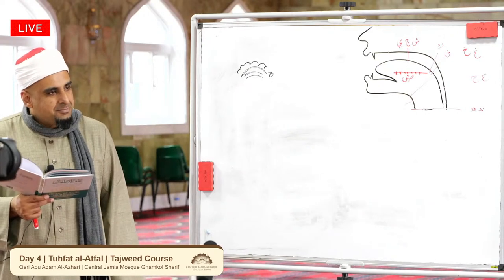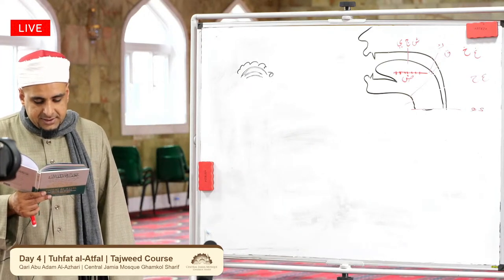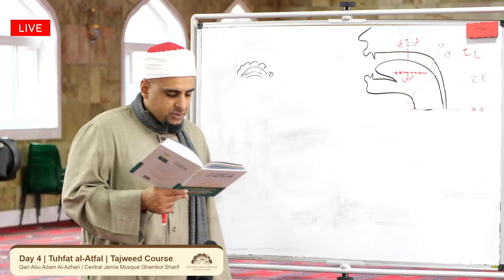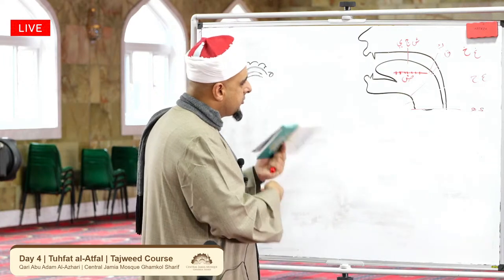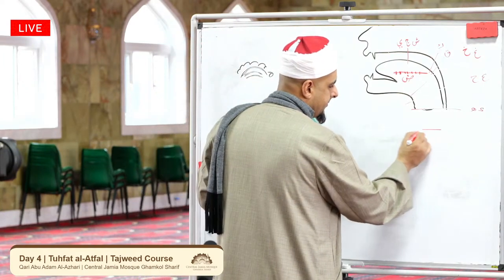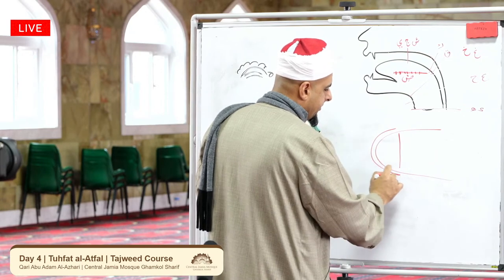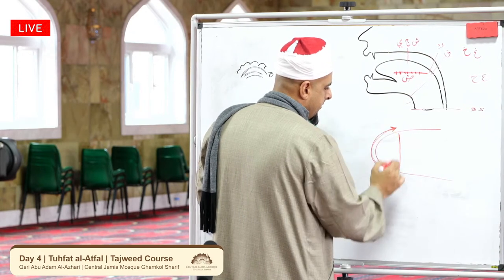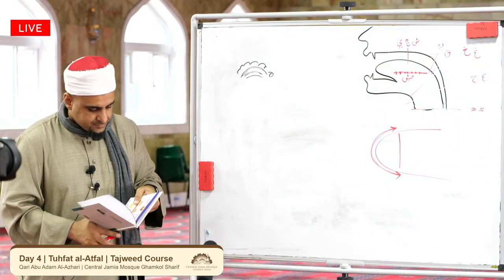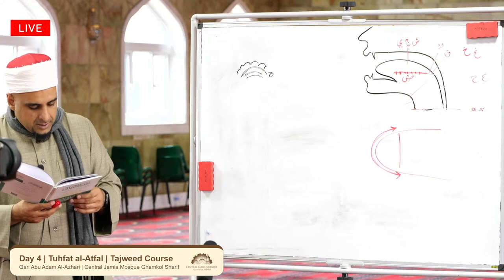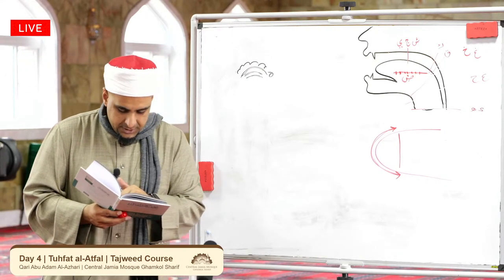Next one, lam, the separate makhraj. It is pronounced by connecting the adna hafat al-lisan to the muntaha hafat al-lisan, meaning the whole of the front area. So remember your tongue? We're talking about all of this area here. All of that area, both sides with the gums of the teeth above it.